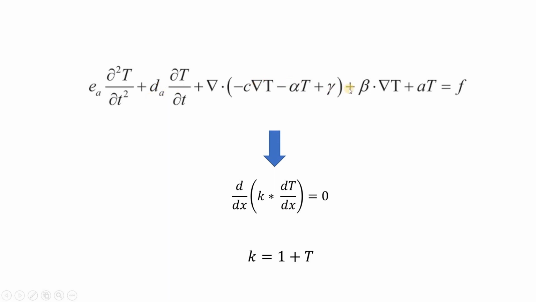To convert it into 0, we will put the coefficient value 0. So EA, DA, alpha, gamma, beta, A, F all will be 0, and we will put the value of C in the form of 1 minus T. So we will get the K value as 1 plus C.